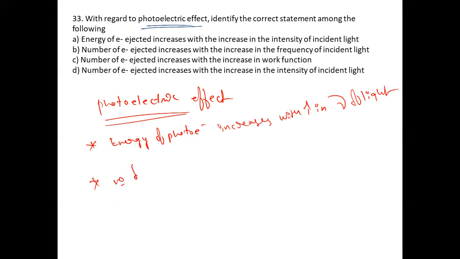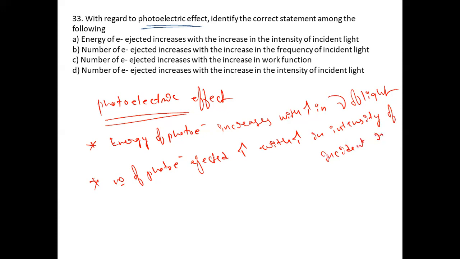But if you consider the number of photoelectrons ejected, that increases with increase in intensity of incident radiation or intensity of incident light. So for question number 33, it's option B. The number of electrons ejected increases with increase in intensity of incident light or incident radiation. And here intensity also refers to amplitude, that is height of crest or depth of trough.